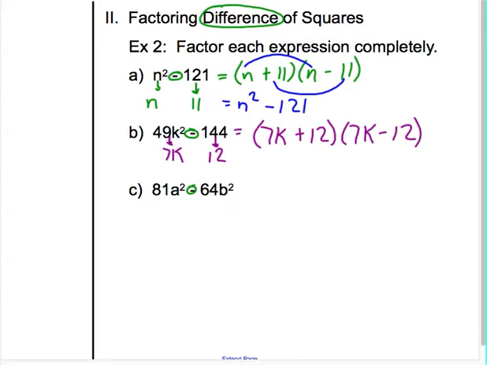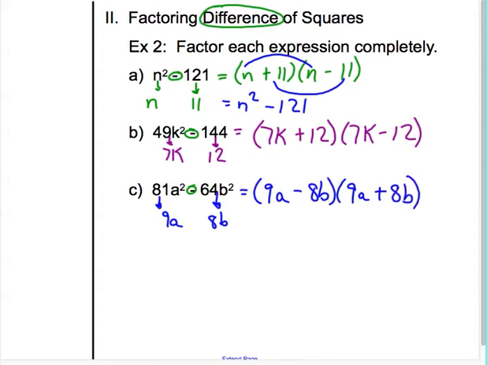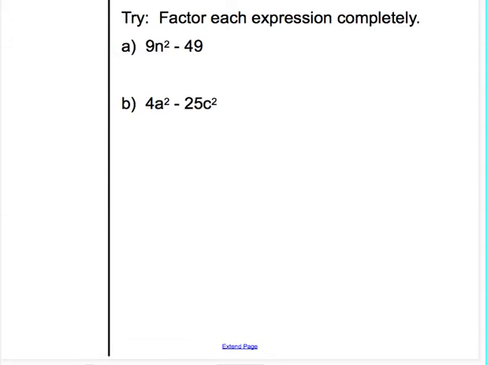Last example, we're going to find the square root of 81, which is 9. The square root of a squared is a. The square root of 64 is 8, and the square root of b squared is b. So when we factor this, we get 9a minus 8b and 9a plus 8b. So go ahead and pause here to try these two examples.